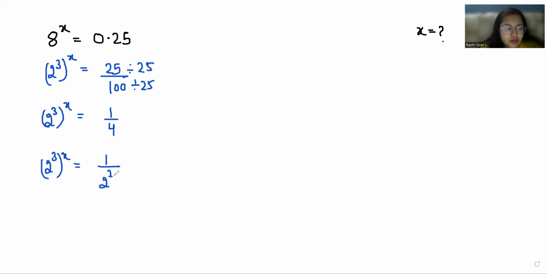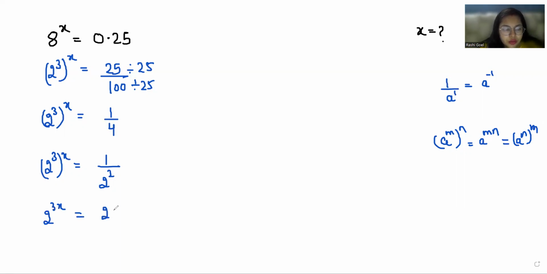We can write it as 2 square. According to exponent rule, 1 by a power 1, we can write it as a power negative 1. And another exponent rule, a power m power n, we can write it as a power mn or a power n power m. So 2 power 3x is equal to 2 power negative 2. Now we know that if the bases are equal, their powers are also equal. So x is equal to negative 2 by 3.